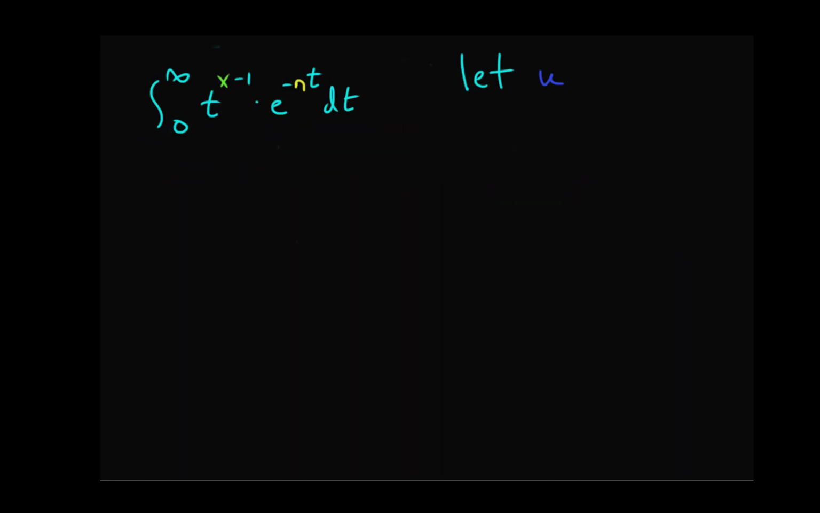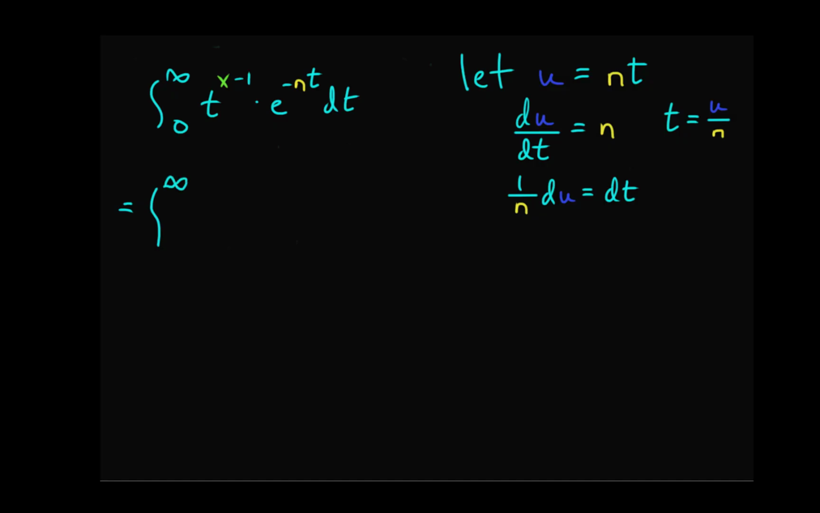So we're going to let u equal nt. Then du dt equals n. And so du over n, or 1 over n du, equals dt. And t, of course, equals u over n. Now with this particular u substitution, my bounds of integration don't change. I'm still integrating from 0 to infinity, but now the integrand is going to be t equals u over n, so I'll have u over n to the x minus 1 times e to the negative u times, instead of dt, 1 over n du.